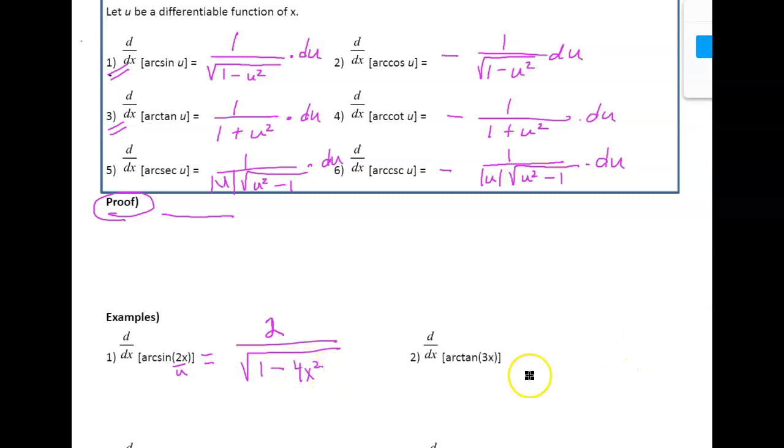All right, let's look at number 2. Arc tangent. So you're like, oh, that's the one without the radical. This is u. So it's 1 over 1 plus u squared, and then times the derivative of u, which is 3. So that 3 is going to go on top. That's it.